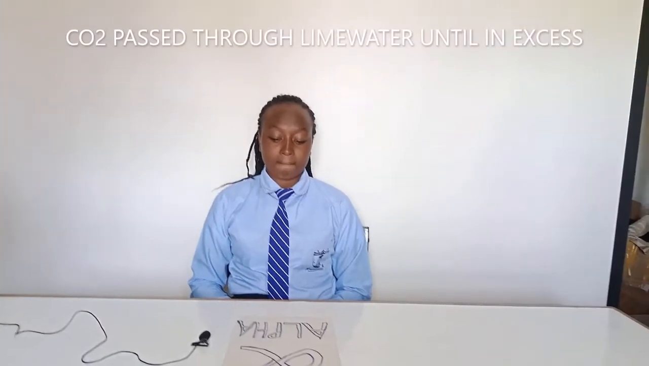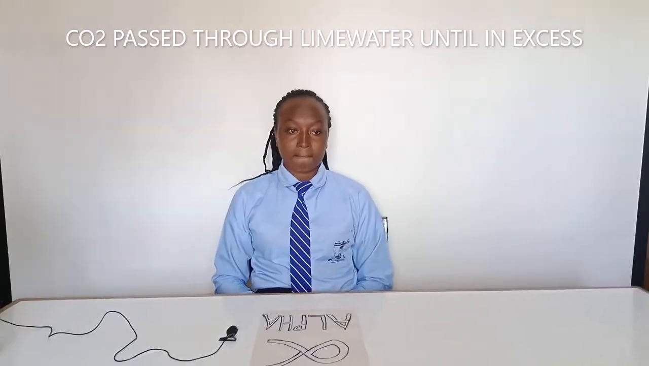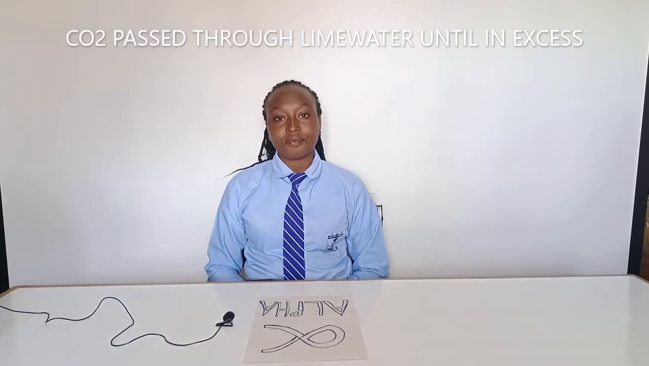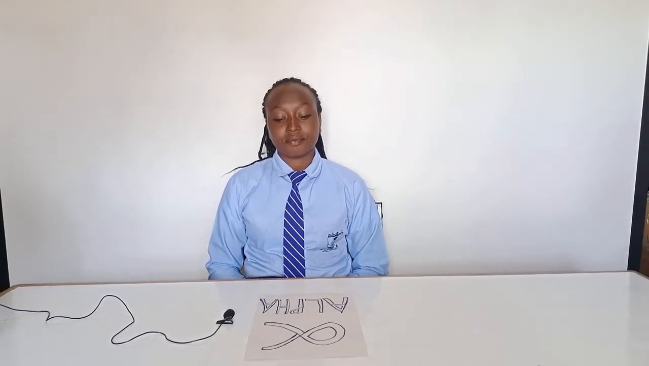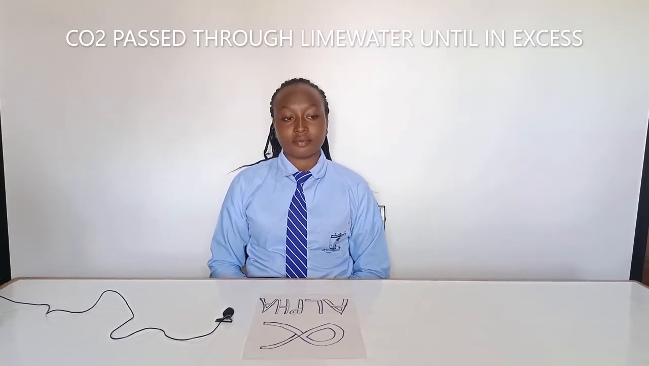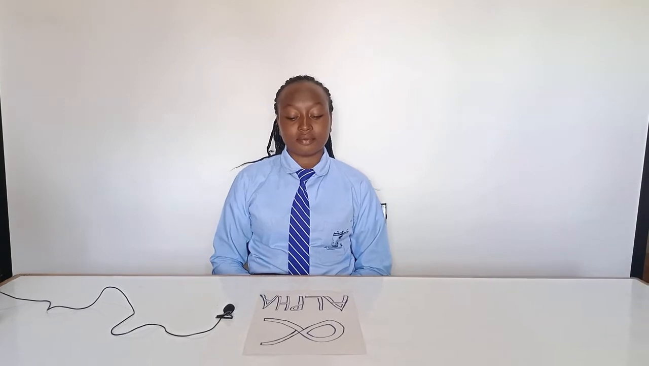If you pass carbon dioxide in lime water for a short time, a white precipitate forms. In excess, it dissolves. The explanation is that within a few minutes, calcium carbonate is formed. If you continue, calcium hydrogen carbonate, a very soluble salt, is formed. Otherwise, that's your very last question.